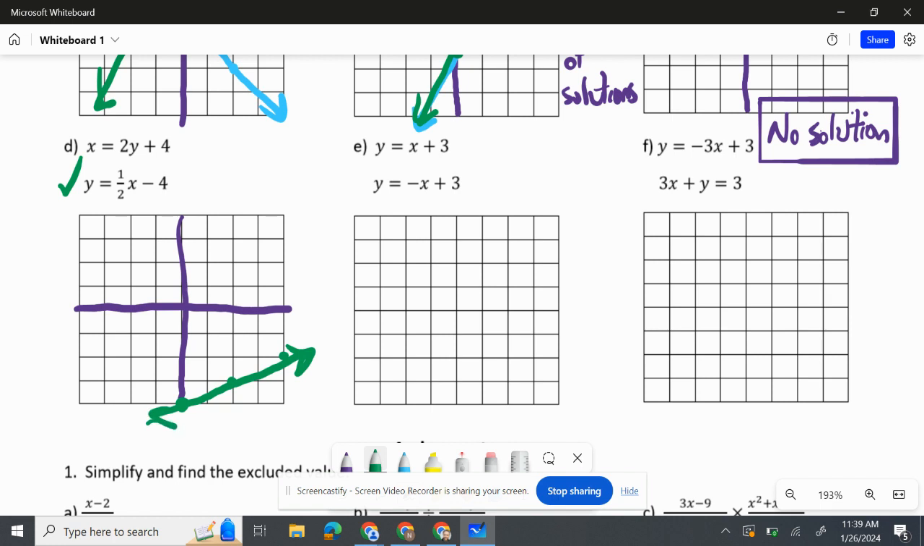For the second one, I'm going to subtract the 4. So I have 2y equals x minus 4. And I'm going to divide by 2. So y equals 1/2 x minus 2. So I go to -2. I go up 1 over 2. Or I could go down 1 over 2. And what I see are two parallel lines. So that right there would be the answer, no solution.